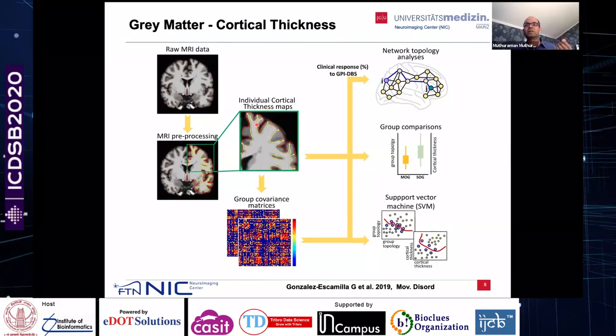And using this parameter, we then develop correlation matrices and use this for group comparisons, to see whether there is a group of people who have a very good outcome after this DBS, how is the thickness in that group compared to a group where the outcome is not that good. We look at network topology and use this also for the comparison, and finally feed this all into support vector machines and try to get a good prediction, so that we can tell the clinician whether this particular patient will be able to profit from this type of therapy.